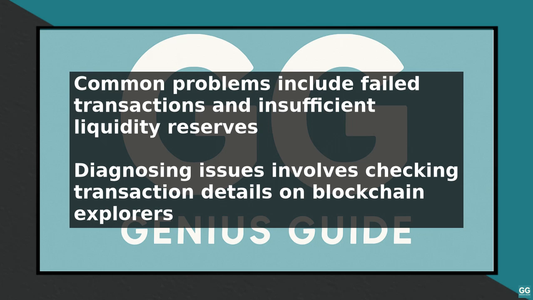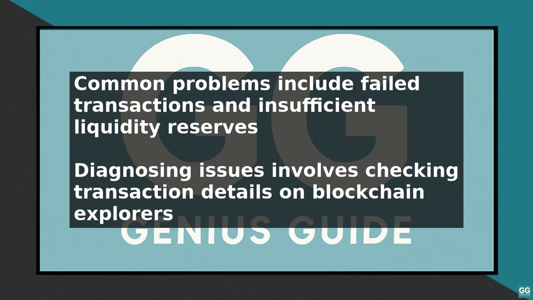Next, check the liquidity reserves of the affected trading pair. Low liquidity can cause large price swings, resulting in failed transactions or poor execution. You can use tools like Uniswap's protocol analytics or third-party services like CoinGecko to monitor liquidity reserves.